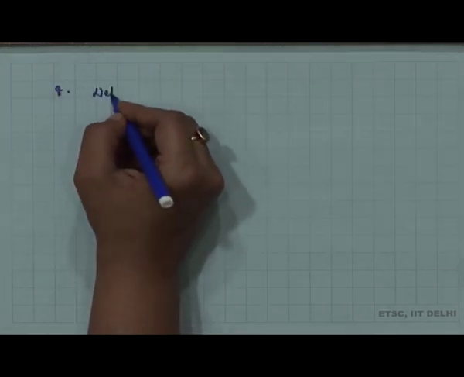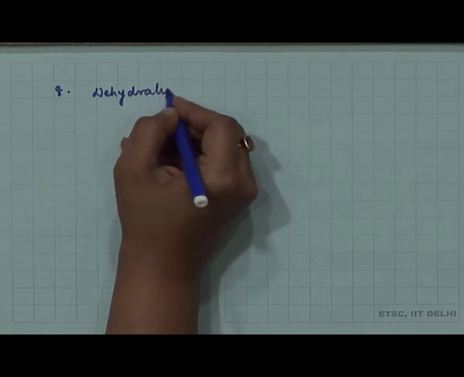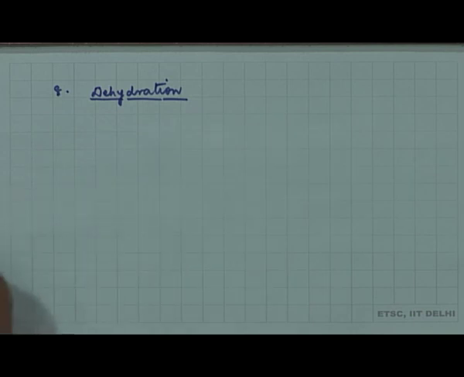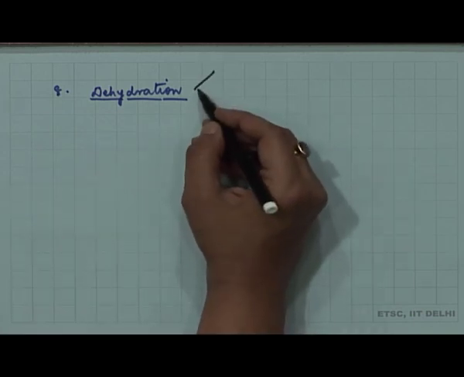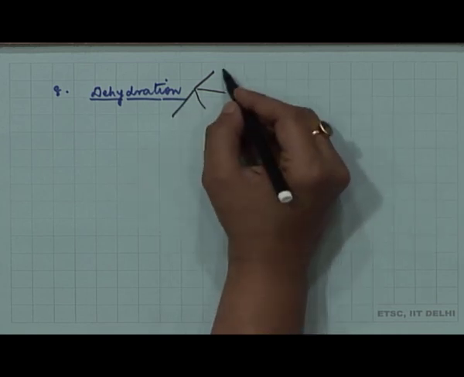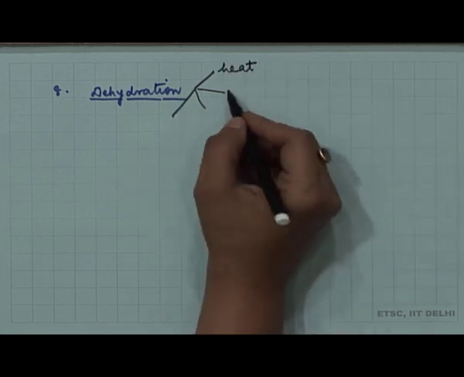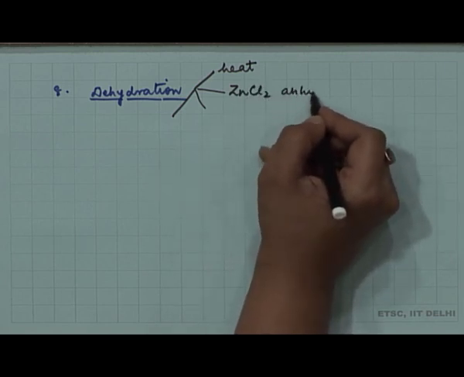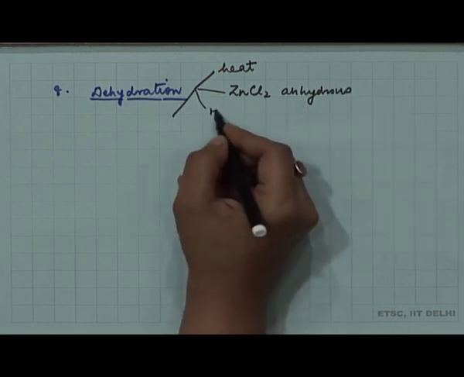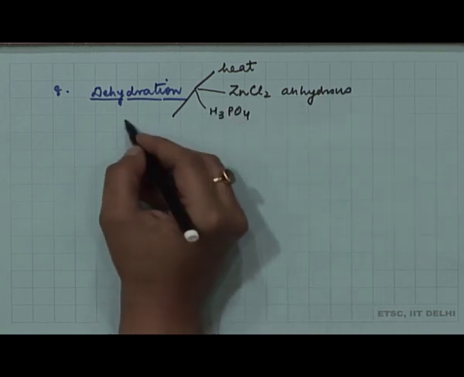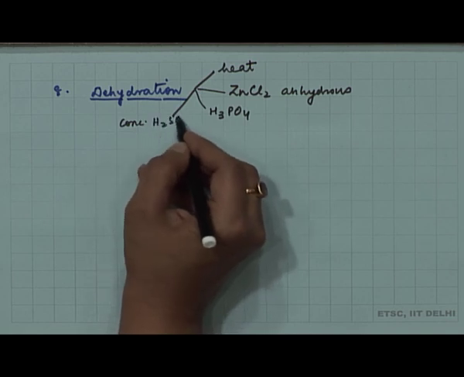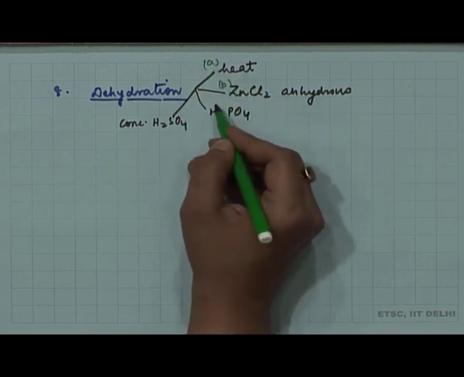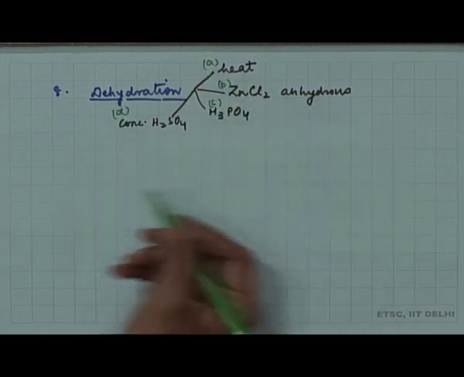Another reaction of a diol is a dehydration, which is again an elimination reaction, and there can be very many different conditions in which it can be dehydrated to give you different kinds of products. So, either you directly heat it without adding anything, or you add any dehydrating agent like anhydrous zinc chloride, or you treat it with phosphoric acid, or you treat it with concentrated sulfuric acid. So, different types of dehydrating conditions can be used. If you heat it, if you add zinc chloride, if you take phosphoric acid, if you take sulfuric acid.